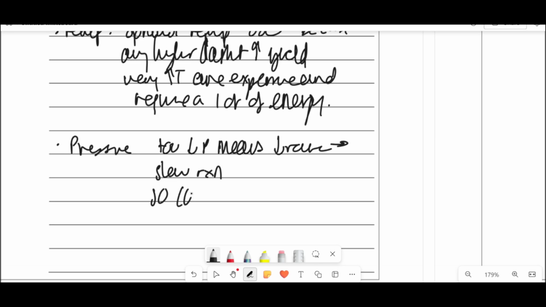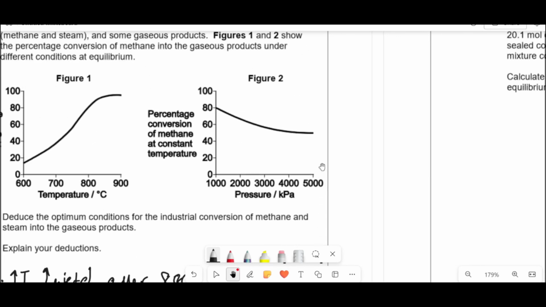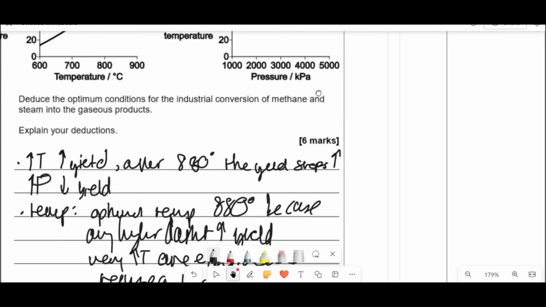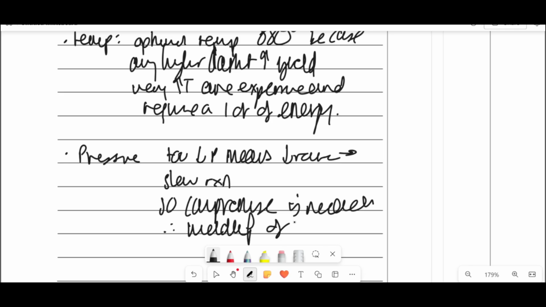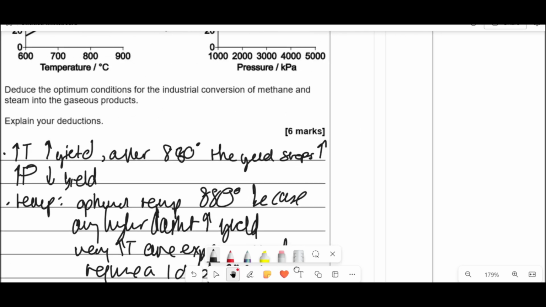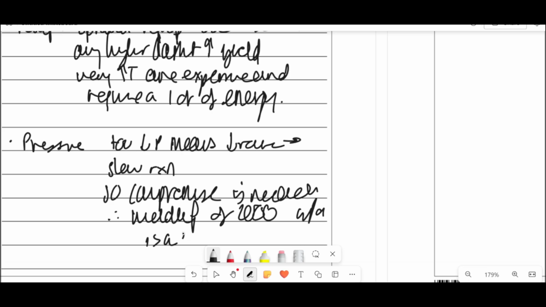So a compromise is needed. I would say the pressure would be somewhere in between, right? So maybe like 2000-ish or something like that. Therefore, a middle pressure of 2000, whatever unit this is, kPa, is a good balance, really. Because you don't want it so high that there's no yield, but you also don't want it so low that it takes ages.